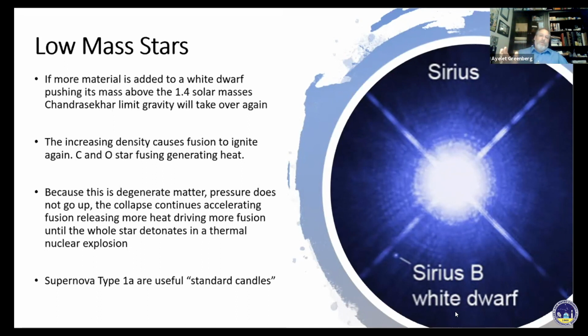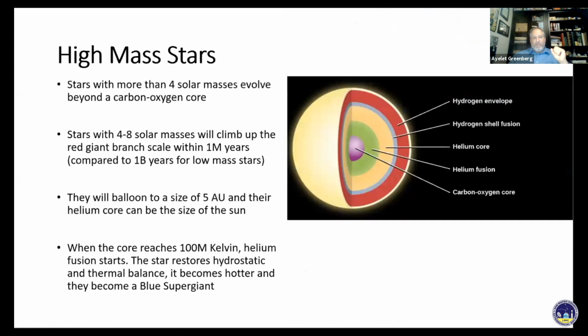Now let's go to the other branch of our story, which is to high mass stars. And you'll see that our story here differentiates again because there's a story that happens to stars that are between 4 to 8 solar masses, and the story changes again once you go above 8 solar masses, and we'll explain those differences in a minute.